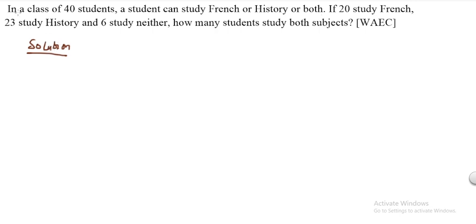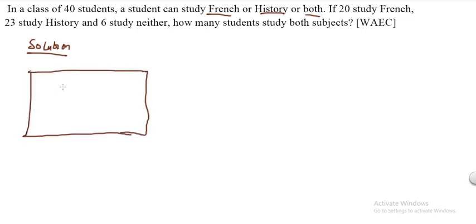Now, if you notice, the question says in a class of 40 students, a student can study French or history or both. If 20 study French and 23 study history and 6 study neither, how many students study both subjects? So the key things here are French and history. So we have 2 sets at play. Now we have to draw a Venn diagram for this. So I'll make a rough sketch of a Venn diagram here, and then I'll make a circle for history and a circle for French. So let's say this circle belongs to those who study history, and this circle belongs to those who study French.